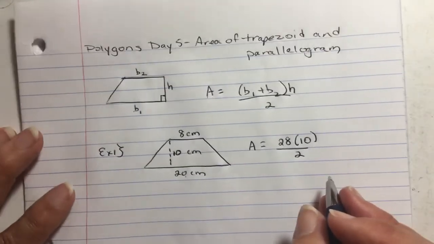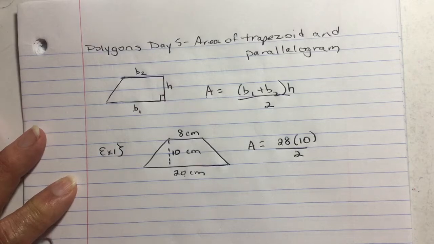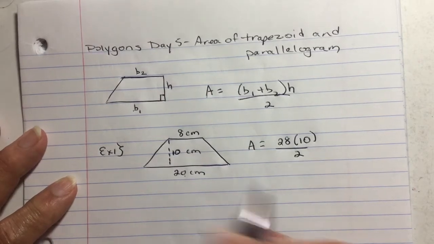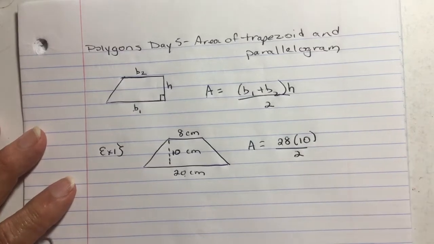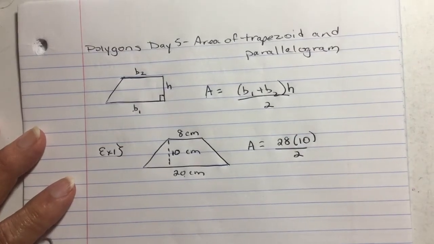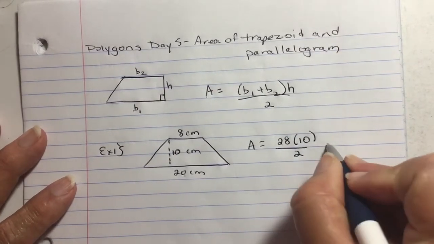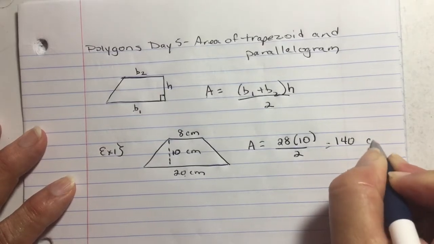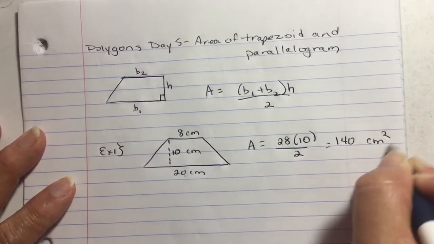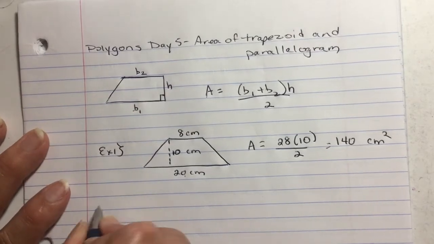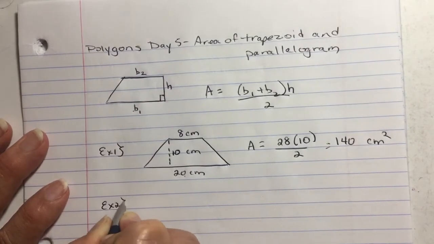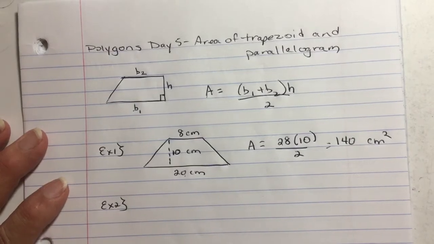So you can enter that into the calculator as 280 divided by 2. Or you could also reduce 2 into 10 and get 5, and then just simply do 28 times 5. You're going to get 140. And it is square centimeters. Again, we're not going to put the unit into the Google form. All right, let's do one more.